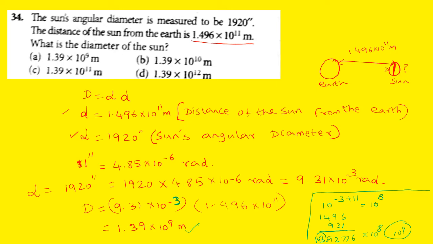Okay. Then only you will get the answer from the given options. So the answer here is 1.39 into 10 power 9 meter. That is the diameter of the sun. So here the concept is again the arc length, L equal to r theta. The same concept you have to apply, depending on your situation.